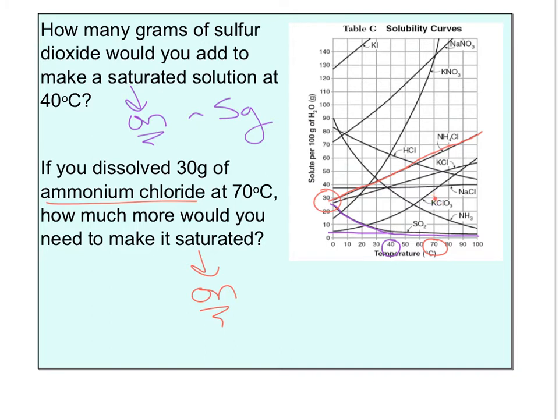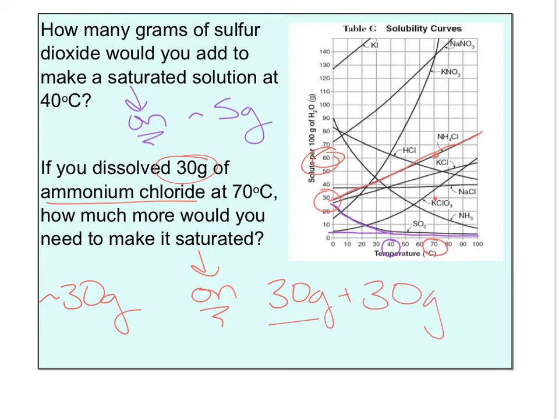So we're currently at 30. Where do we need to get on the line? On the line looks to me about right here, which is right about at 60 grams. So we're currently at 30, we need to get to 60. So we would need to add about 30 more grams to get saturated, because our 30 grams initially plus adding 30 more grams would get us to 60 grams. And the reason we want 60 grams is because that's when we're right on the line, and on the line means we're saturated.